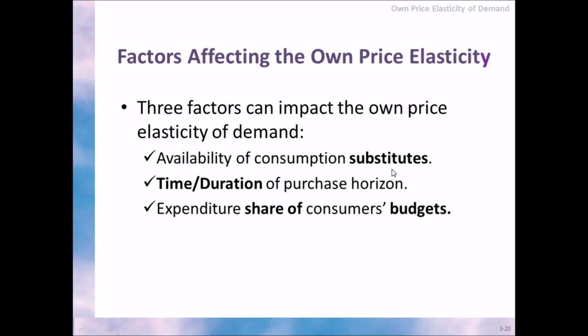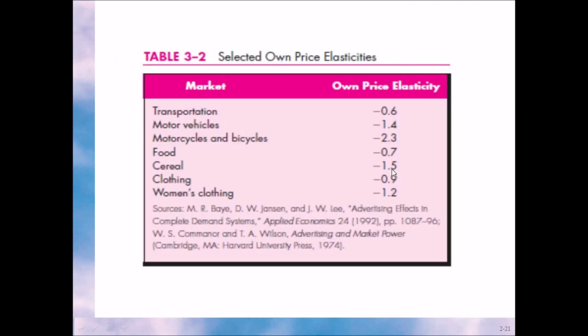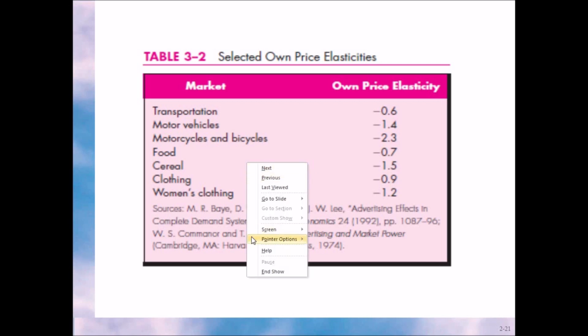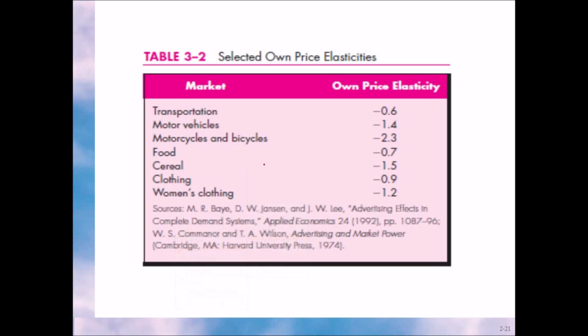What does it mean by substitutes? If you look into this table, let me look into this first. In this example, transportation, motor vehicles and motorcycle are one category, and then food and cereal, and then we have clothing and women's clothing. Let me take this one, easier: food and cereal. The food is negative 0.1. It is always negative. Remember, this is own price elasticity.